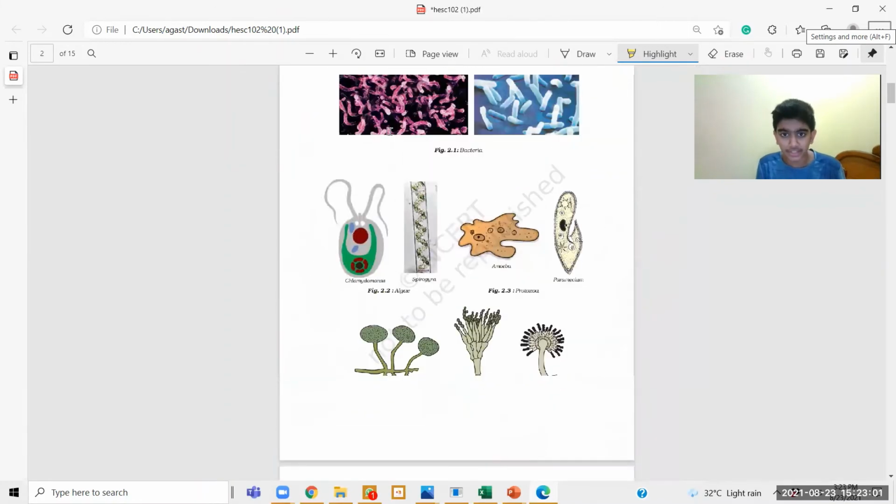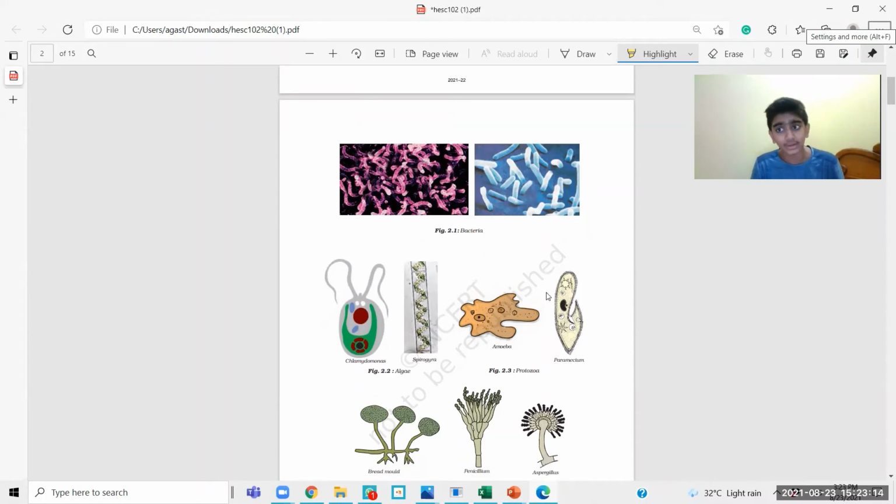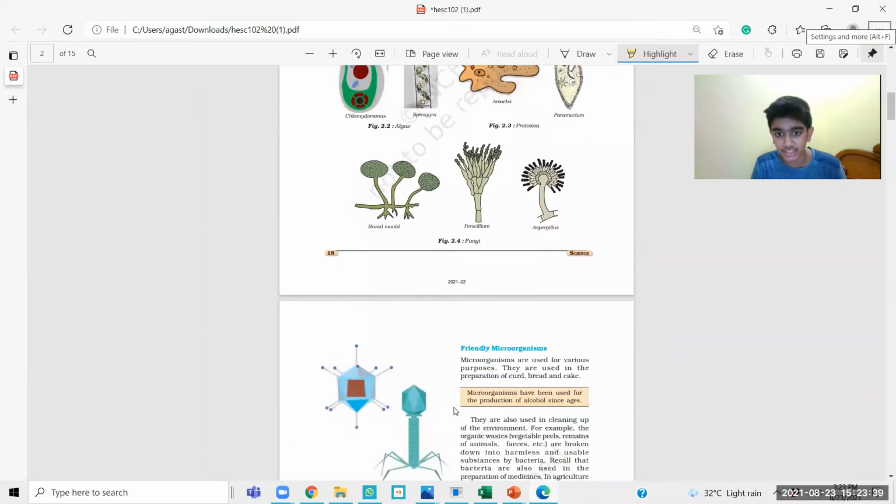Here we have a few pictures. These are a few types of bacteria. This is spirilla bacteria and this is rod-shaped bacteria, and lactobacillus is an example of rod-shaped bacteria. You'll learn about it in an upcoming part of the chapter. Chlamydomonas and spirogyra are examples of algae, and amoeba and paramecium are examples of protozoa. And what is fungi? Fungi is a plant which does not have chlorophyll, and examples are bread mold, penicillium, and aspergillus.